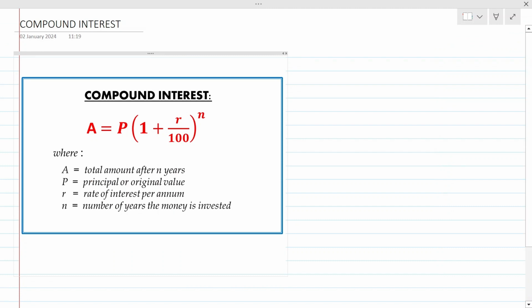A equals P into (1 plus R by 100) the whole power N. A is the amount and P is the principal, the original value we have. R is the rate of interest and N is the number of years the money is invested. I'll explain this in detail in this video.